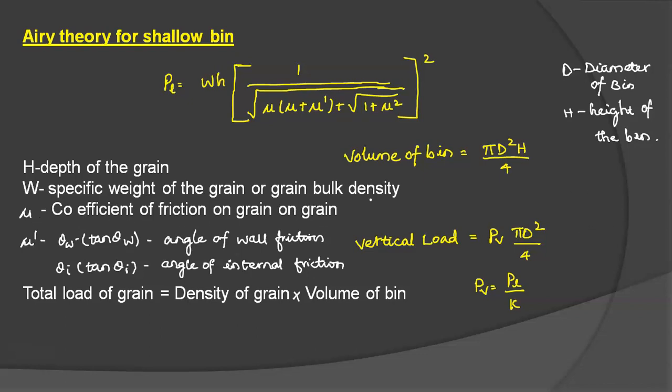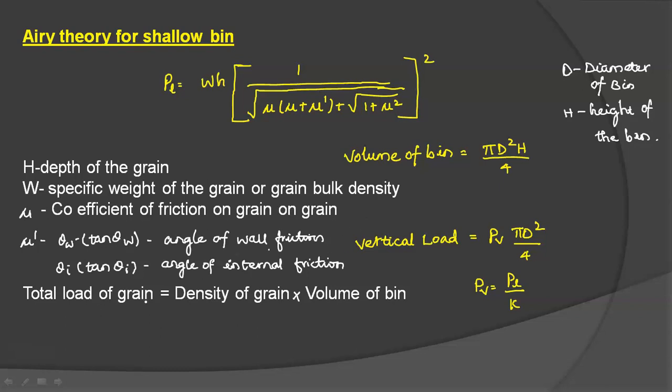So mu is the coefficient of friction on the grain, and mu dash represents the angle of wall friction and the angle of internal friction. So theta W represents the angle of wall friction, and theta I represents the angle of internal friction between the grains. And theta W represents the angle between the grain surface and the wall.